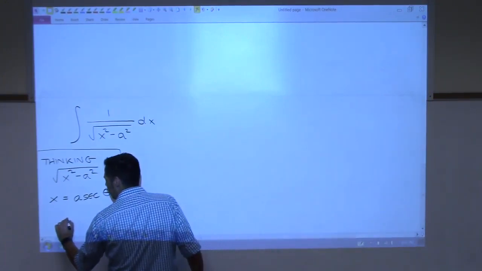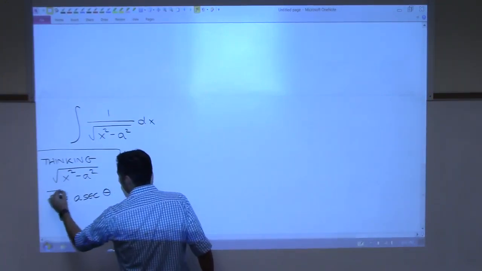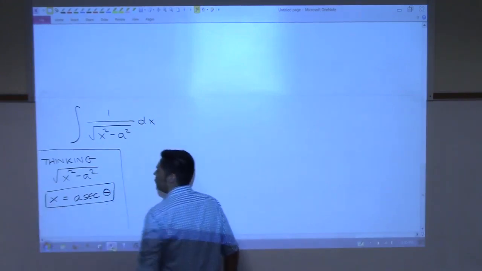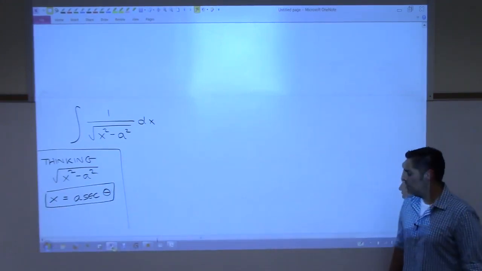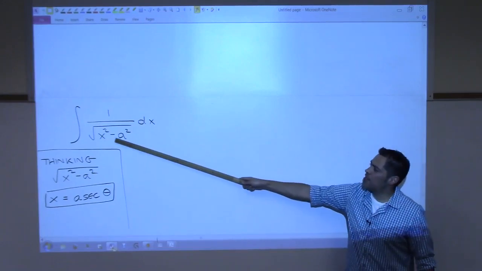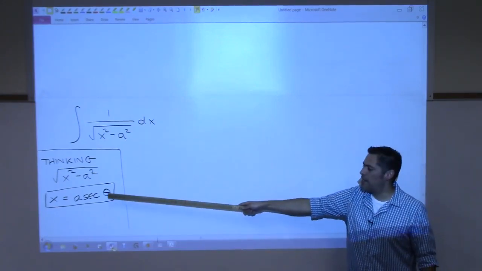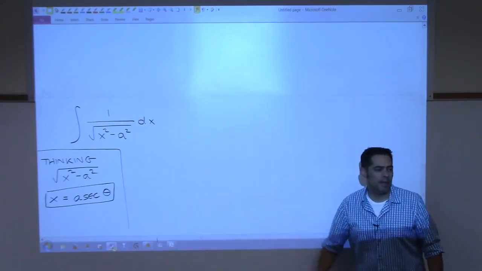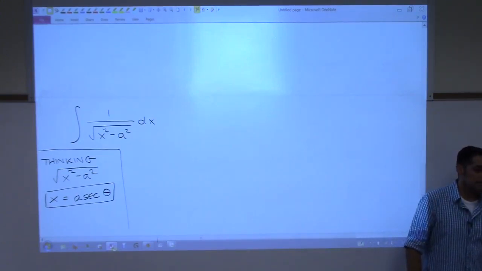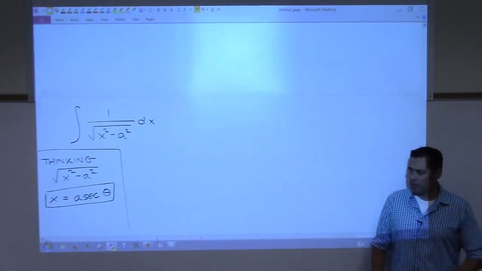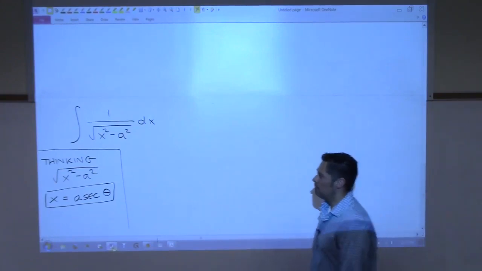Like, this is a general solution here. So this is what I'm going to make as my substitution. X is a secant theta. So had this been minus 100, that would be 10 secant theta. What if that had been minus 5? Square root of 5. I'll do one like that in a little while.